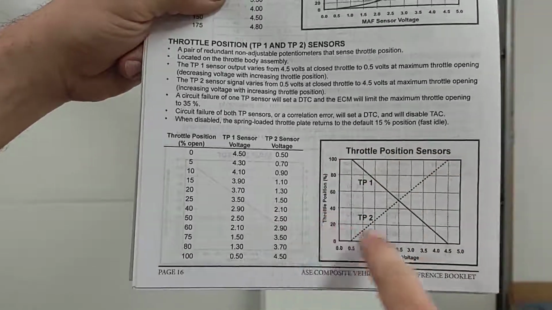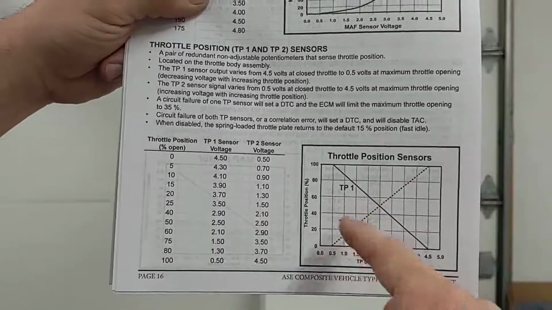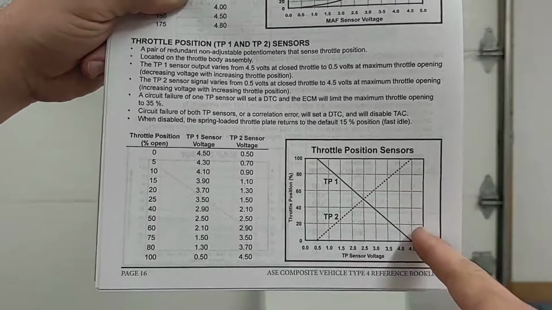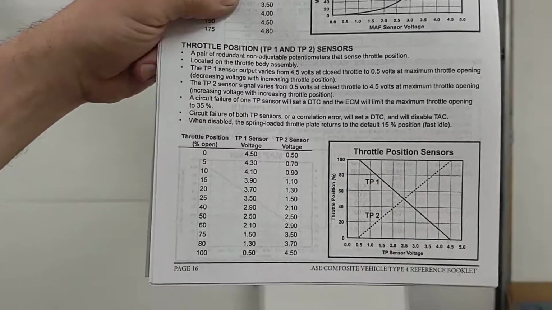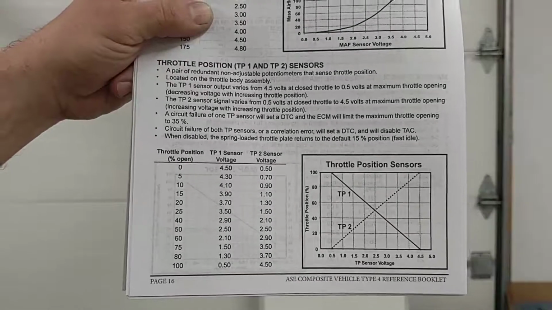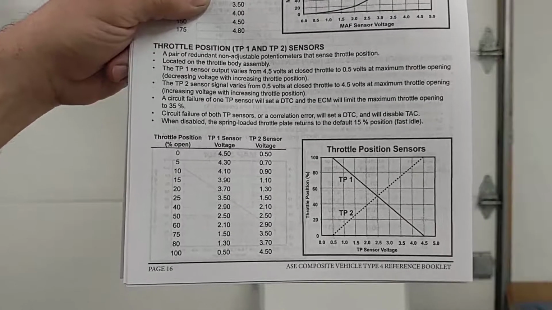So the computer's programmed to recognize this, and the computer knows that one is supposed to increase and one is supposed to decrease with throttle opening. But if it's constantly watching two, that's redundant, and that builds in a layer of safety for this system.